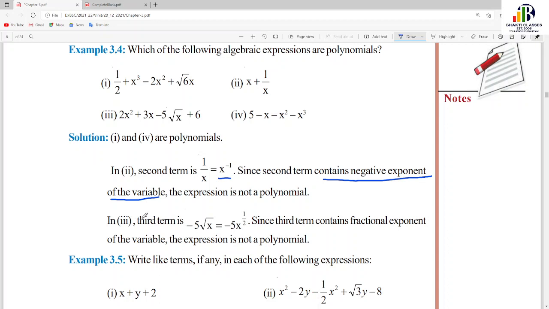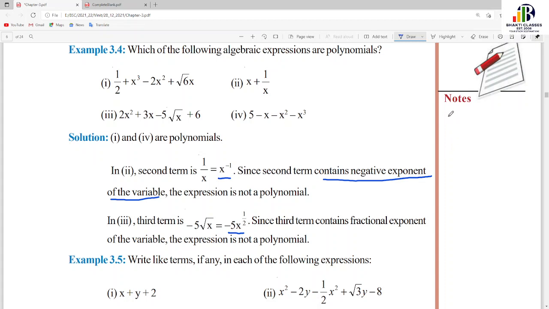Similarly, in the third question, the third term is minus 5 root of x, which can be written as minus 5x raised to 1 by 2. Root can be written as 1 by 2. Since the third term contains a fractional exponent of the variable, the expression is not a polynomial.